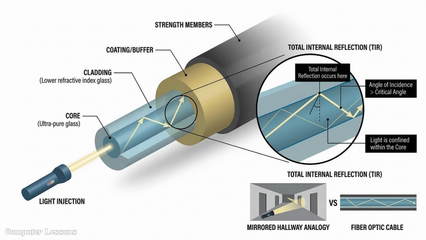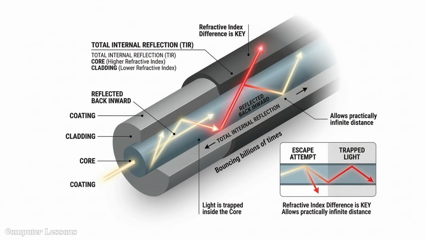The core of the cable is made of ultra-pure glass, surrounded by a layer called cladding. The cladding has a different refractive index than the core, acting like a mirror that traps the light inside. When a photon tries to escape, it hits the boundary between the core and the cladding and is reflected back inward. This allows light to travel for practically infinite distances, bouncing billions of times without escaping the cable.